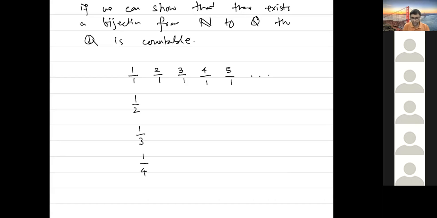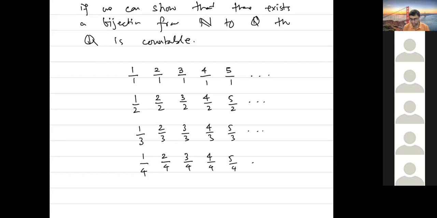And when we go in the right hand direction, we would have 2/2, 3/2, 4/2, 5/2, and so on. 2/3, 3/3, 4/3, 5/3, and so on. 2/4, 3/4, 4/4, 5/4, and so on. So this set grows in both directions infinitely, right? So it grows infinitely in this direction, infinitely in this direction, infinitely in this direction, and infinitely in this direction, right?